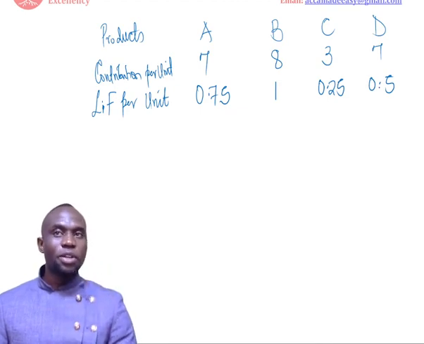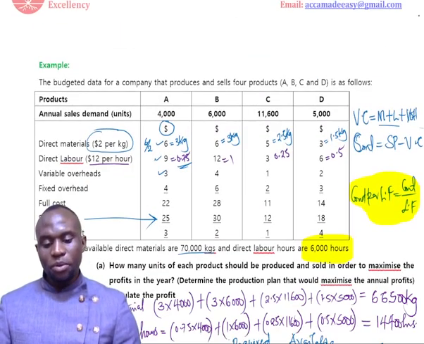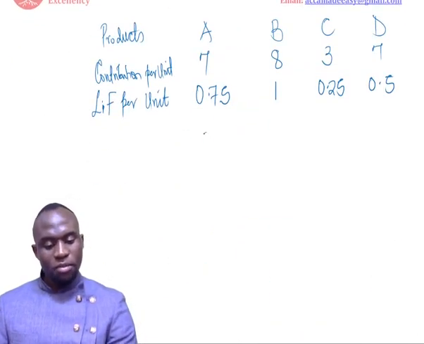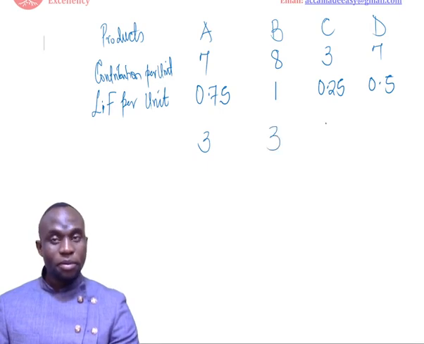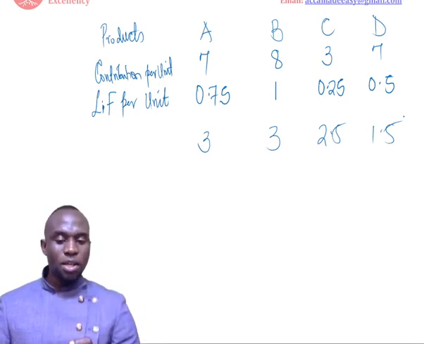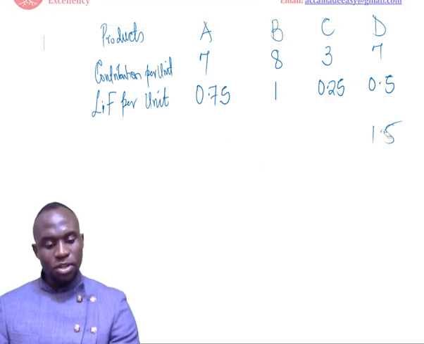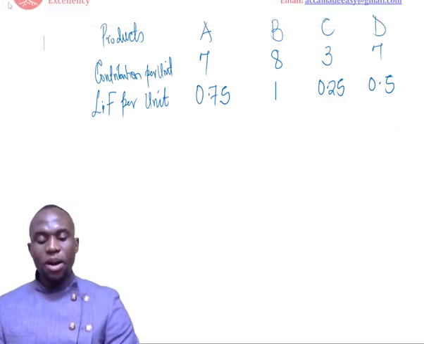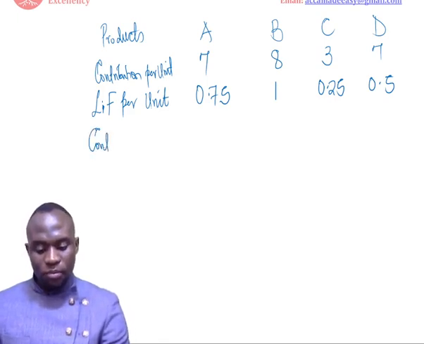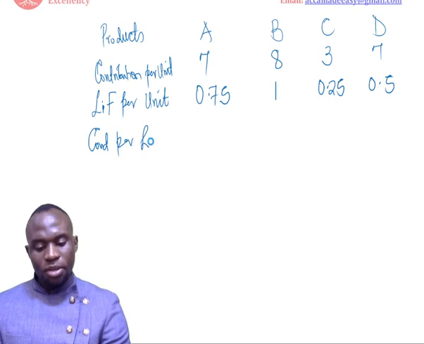Now if material was the limiting factor, we would have taken 3, 3, 2.5, and 1.5 as the usage of the limiting factor to produce 1 unit. But in this question, material was not the limiting factor. It was labor hours. So the final aim is to calculate contribution per limiting factor.